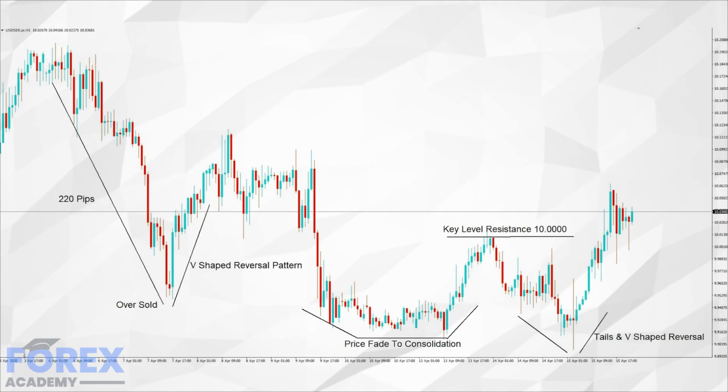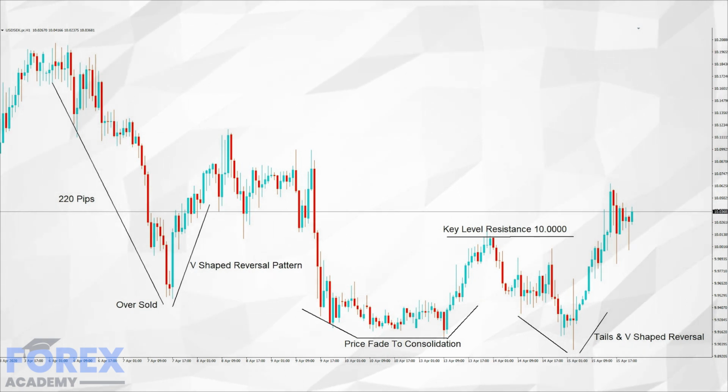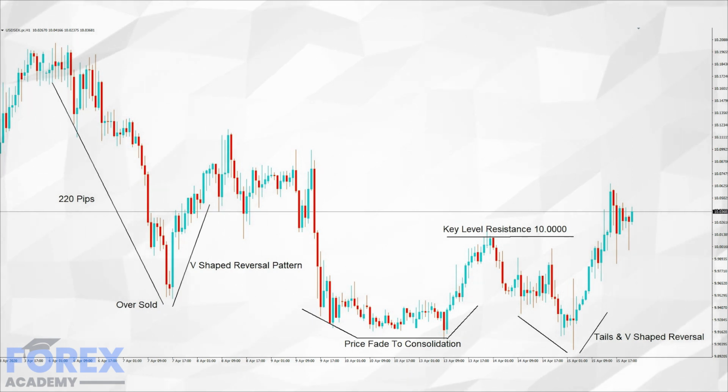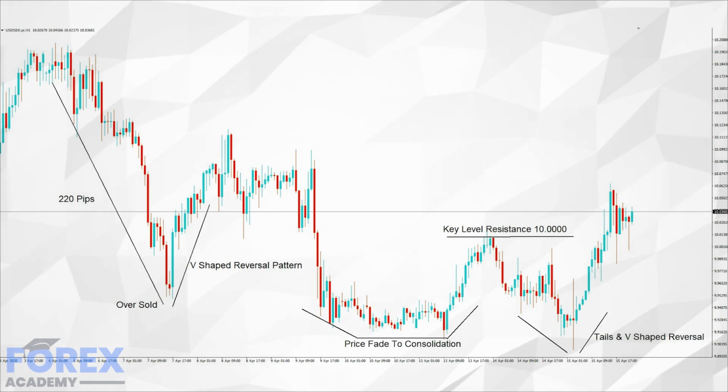Here we have a 1 hour chart of the US dollar to Swedish krona, or USD/SEK. The first trend we see is a 220 pip move to the downside, which would have been considered oversold, and where price action is reversed in a classic V-shaped reversal pattern. Price action consolidates before falling again and fading into the consolidation phase, before we see a bullish trend up to the key level of resistance, and where that key level is at 10.000.